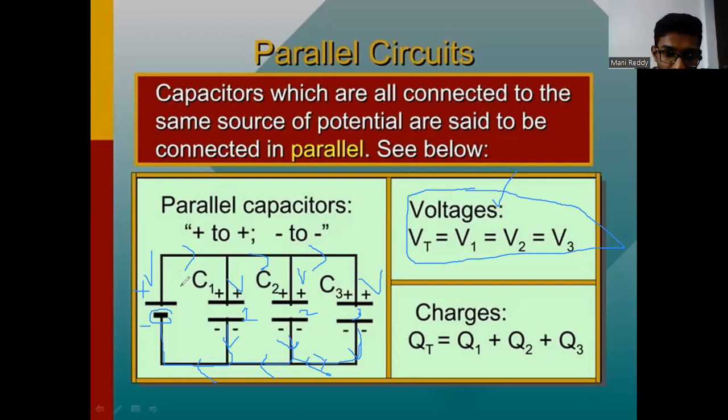The charge on the battery is equal to the sum of the individual charges on each capacitor. Here is the formula: Q total denotes the charge of the battery, Q1 denotes the charge of the first capacitor, Q2 denotes the charge of the second capacitor, and Q3 denotes the charge on the third capacitor. Now we'll see the formula for equivalent capacitance.